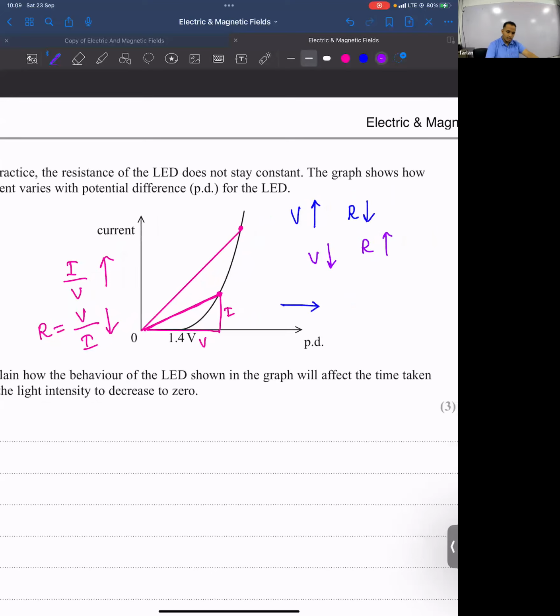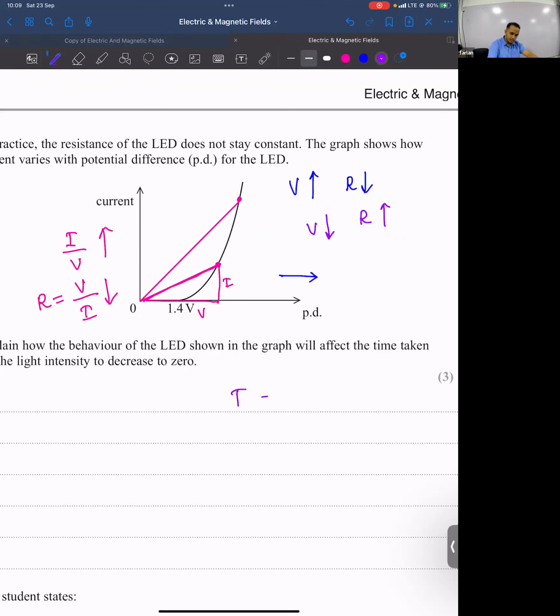The resistance of the LED is increasing means the overall resistance is increasing. There is something called T equals RC, the time constant, you remember. So if the resistance is increasing, this time constant is going to increase. When the time constant is increasing, the voltage of the capacitor will take longer to reduce. So the voltage across the LED to come down to 1.4 volts will take longer. Earlier the LED went off in 10 minutes. Now it will definitely take longer than 10 minutes. Understood.